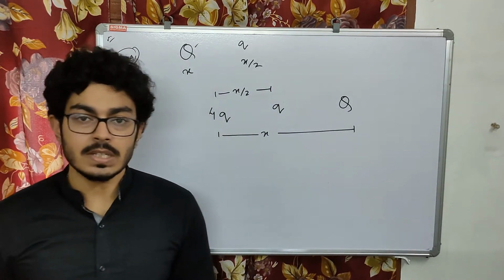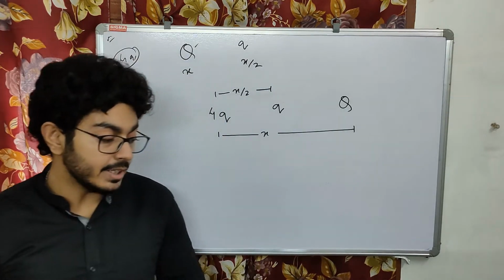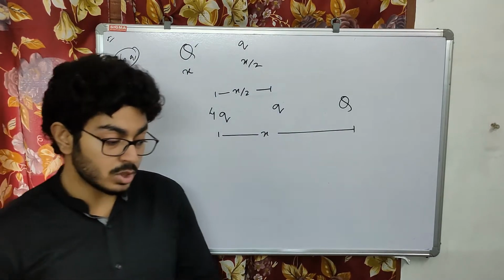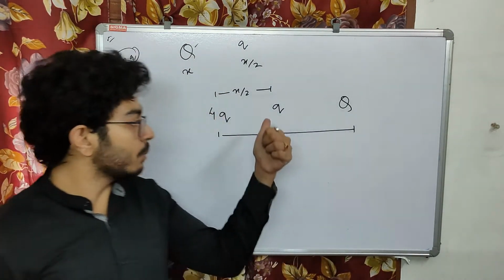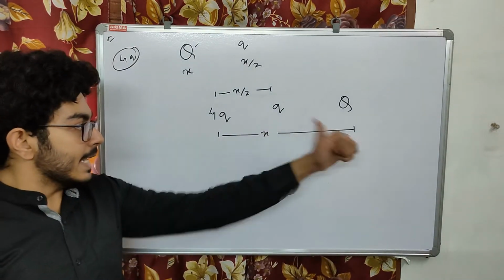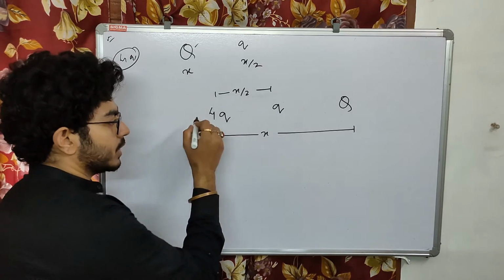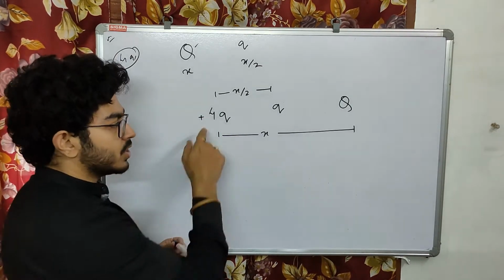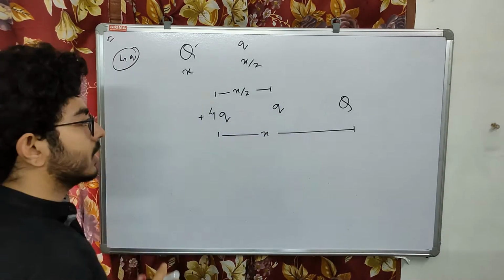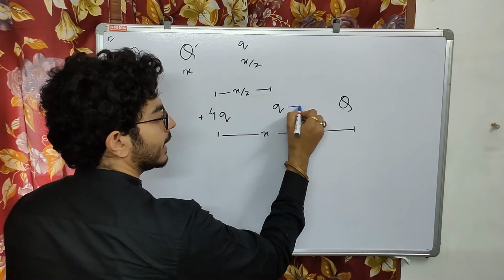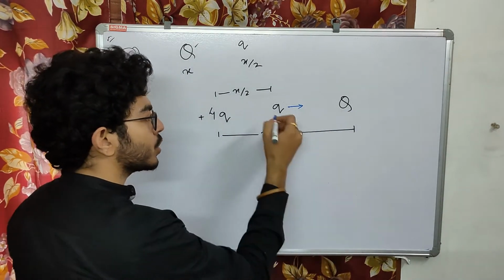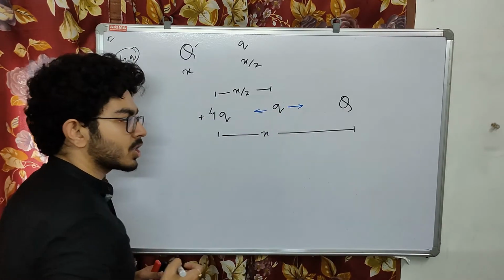Now the question says, what will be the magnitude and nature of charge capital Q such that the net force experienced by small q is 0? Here you have to think. This one is a positive charge, so it is going to give an electrostatic force of repulsion on this side, and this one is also a positive charge, so it is also going to give electrostatic repulsion on this side.